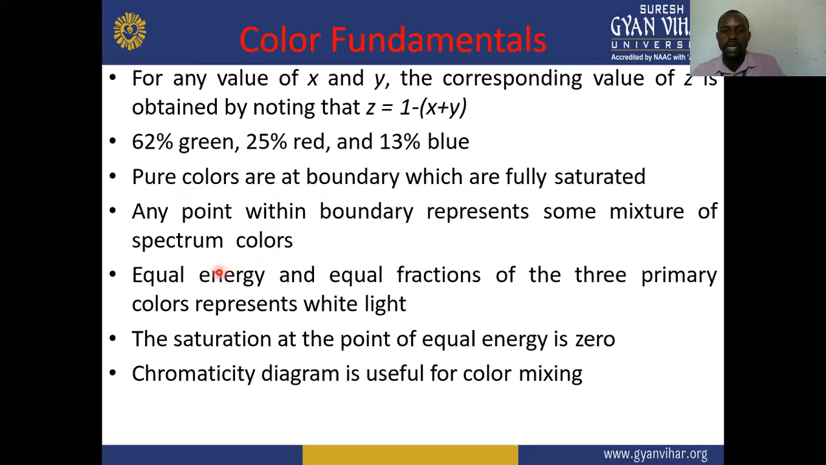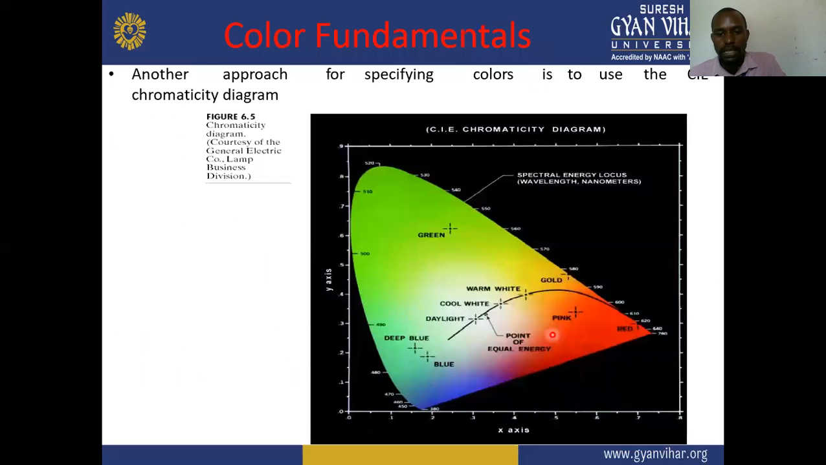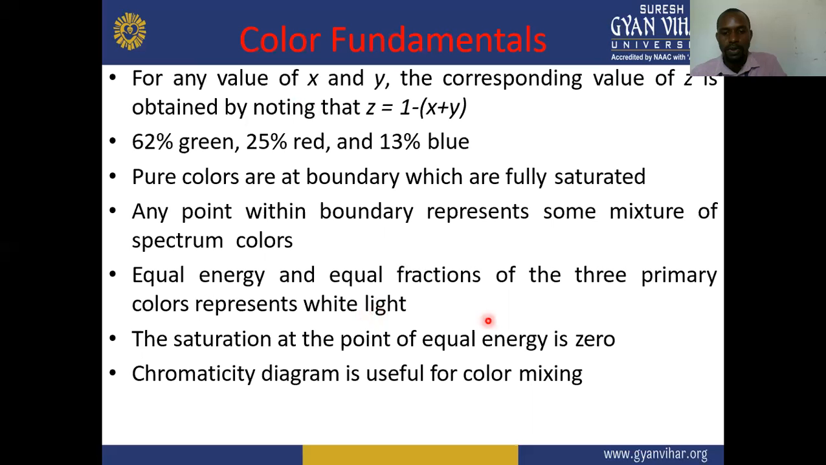And then we have equal energy and equal fractions of the three primary colors present, which gives white light. Next, the saturation at the point of equal energy is normally 0. Now you can see in this diagram, the point of equal energy of this daylight and warm light, where they have equal saturation, is known as the point of equal energy, which is 0. So we use this chromaticity diagram whenever we want to perform color mixing. That is it.